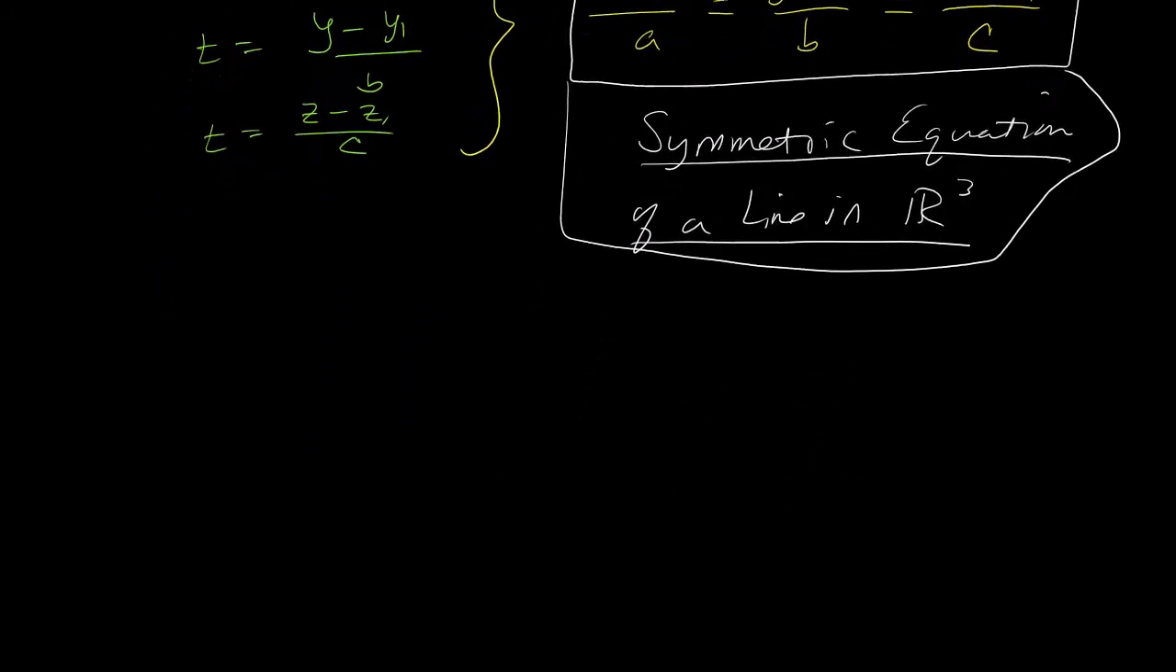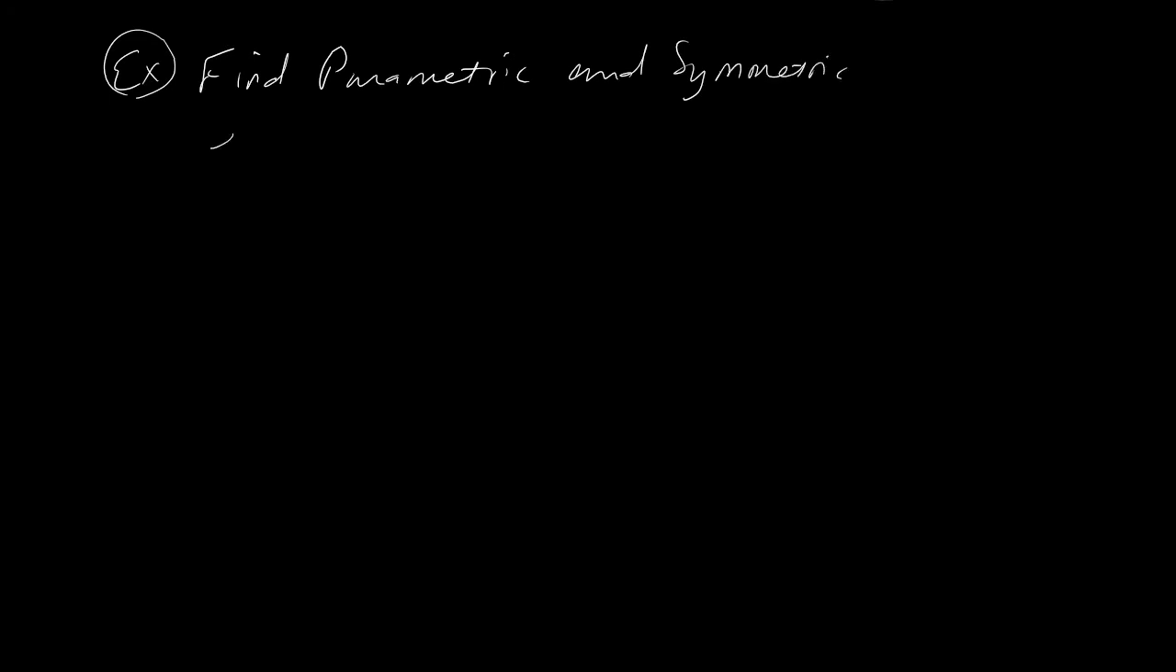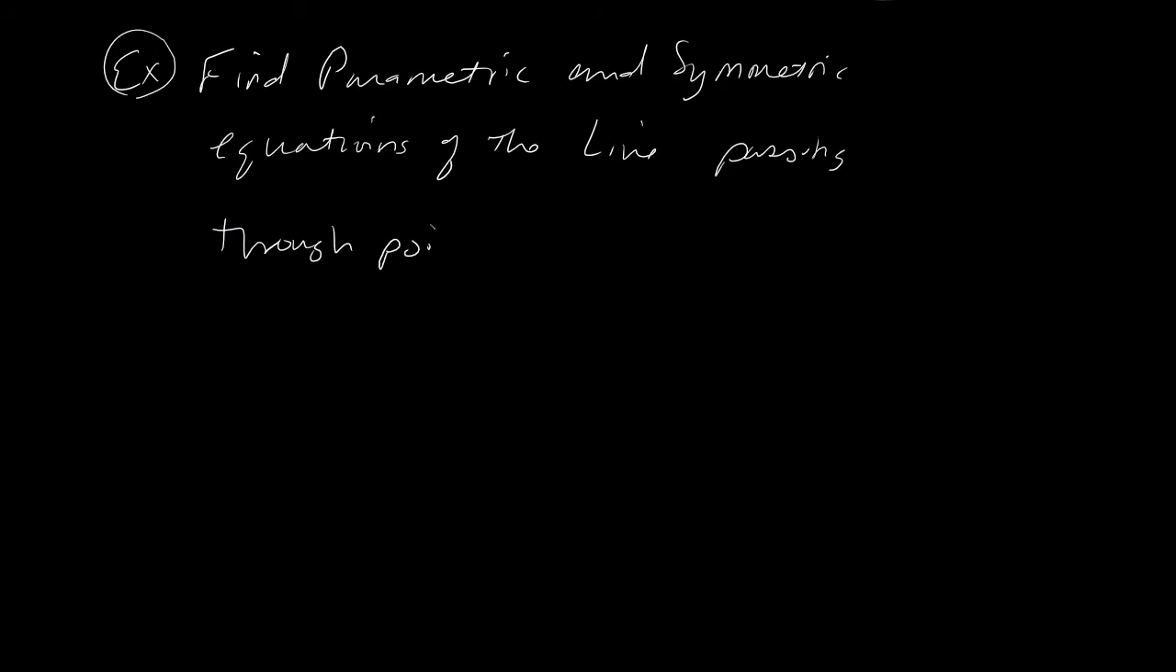So let's do an example where we have to actually find those equations. So example: find the parametric and symmetric equations of the line passing through point (3, -2, 6) and parallel to vector v equal to (-1, 4, 5).